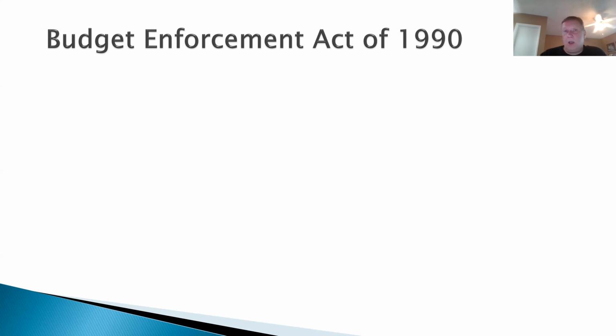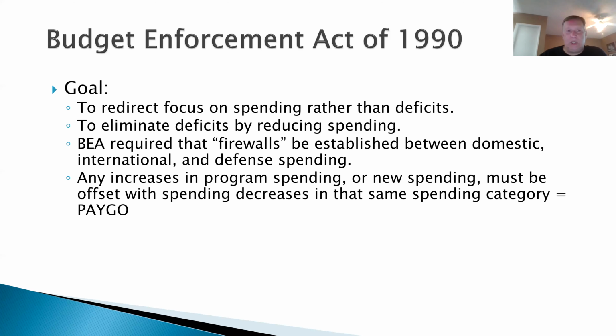So in Gramm-Rudman-Hollings, we were focusing on deficits. In the Budget Enforcement Act, the logic changed. And the logic became, instead of focusing directly on deficits, let's focus on the root cause of a deficit. And the root cause of the deficit is runaway federal spending. So let's focus on spending, and if we can lower that spending, then in turn, we'll probably be able to lower those deficits. So the goal was to lower and eliminate deficits by reducing spending. So how'd they do it?